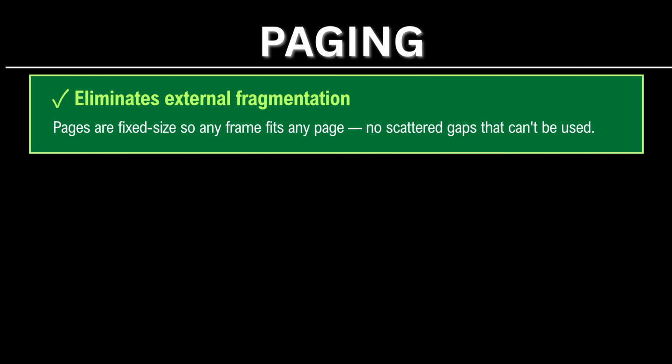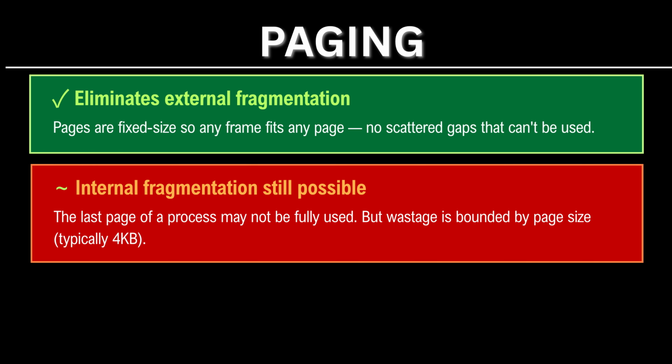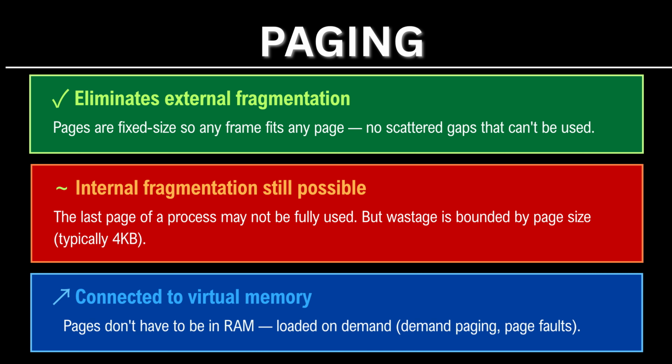External fragmentation is eliminated. Internal fragmentation can still occur if a process's last page is not fully used, but it is bounded by page size, which is typically 4 KB. Paging also connects directly to virtual memory. Pages do not have to be in RAM all the time. They can live on disk and be loaded on demand when a page fault occurs.